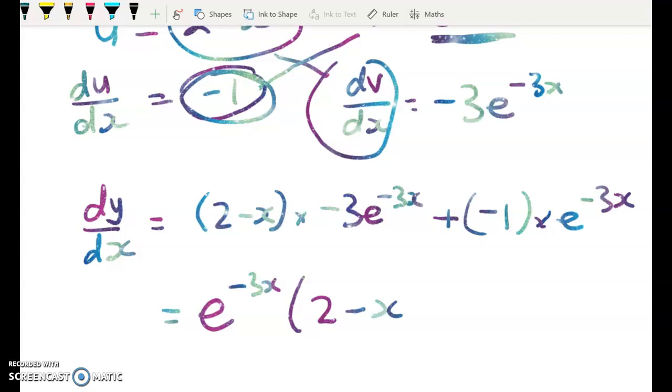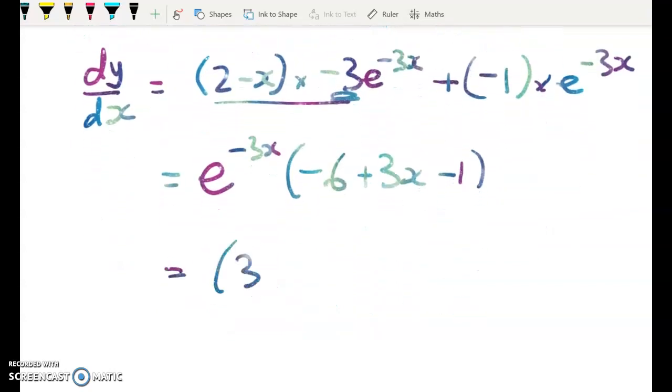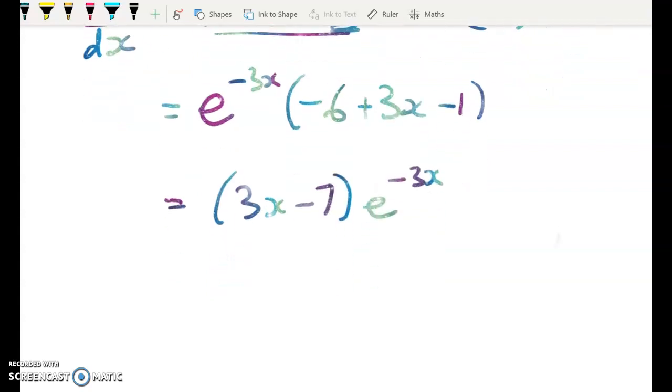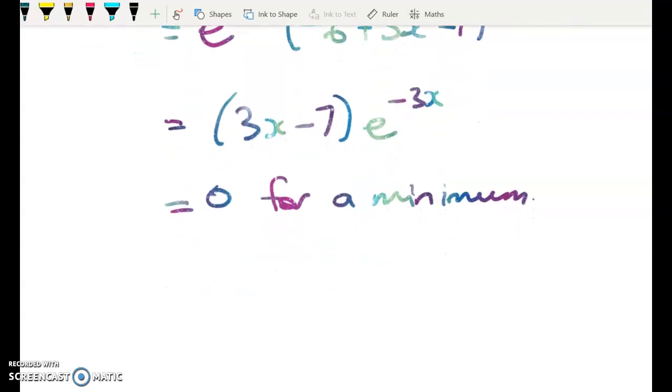Oh, what have I done? Hang on. This is going to happen a lot in the next month. Right, so here I'm going to expand this out with this. We get negative 6 plus 3x minus 1, giving me (3x minus 7) times e to the negative 3x, and that equals 0 for a minimum. And you need to explain that that's what you're doing. So, to solve, (3x minus 7) e to the negative 3x equals 0.